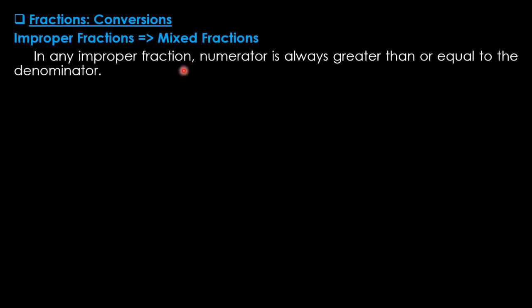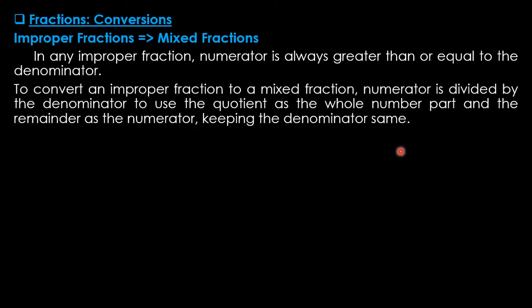Now fraction conversions, improper fractions to mixed fractions. In any improper fraction, as we have already discussed, the numerator is always greater than or equal to the denominator. So to convert an improper fraction to a mixed fraction, the numerator is divided by the denominator, using the quotient as the whole number part and the remainder as the numerator, keeping the denominator the same.